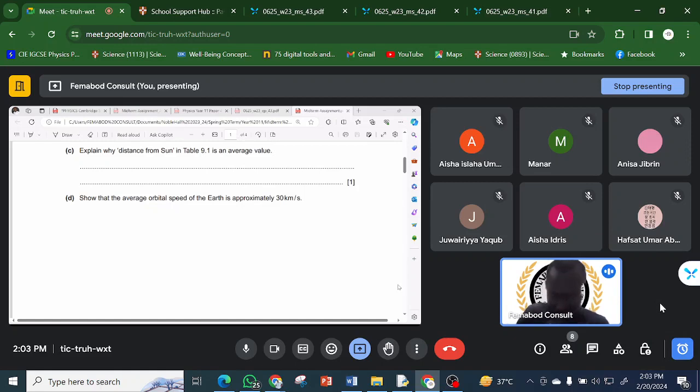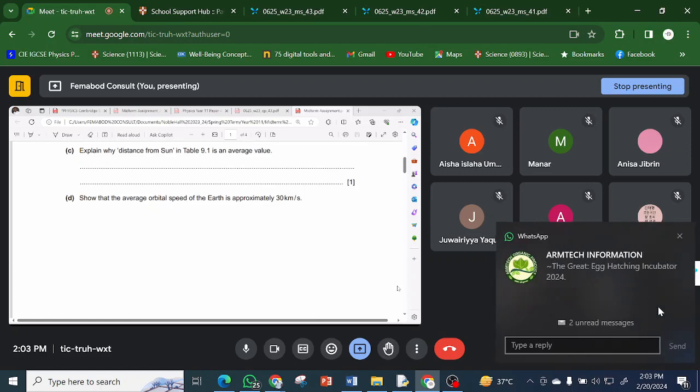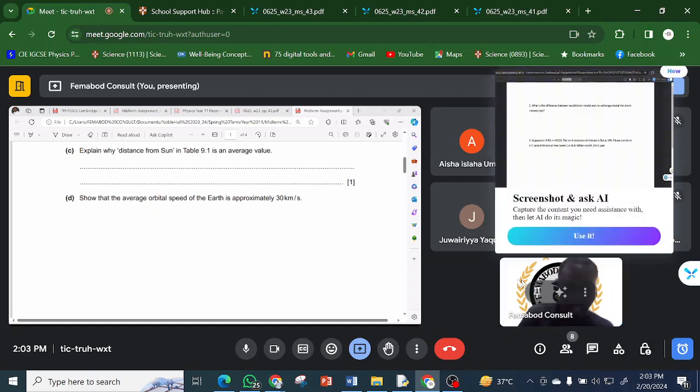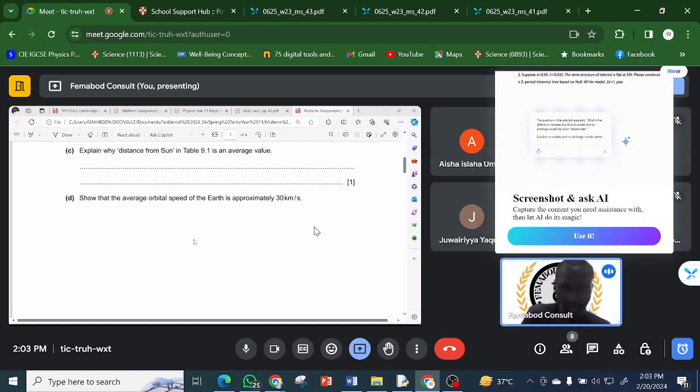Because of our time, let me just give us a hint on that. It is average distance because the orbit with which the planet moves around the sun is not a perfect circle, it is elliptical. So they cannot get the exact value, because it is elliptical. That's why they give an average value. Does that make sense? Just give me an emoji. Yes, okay, thank you very much.